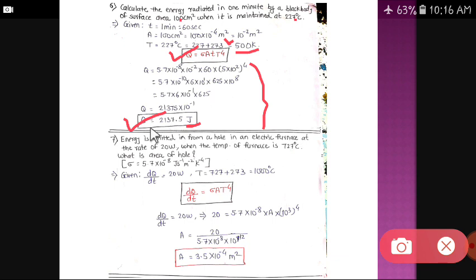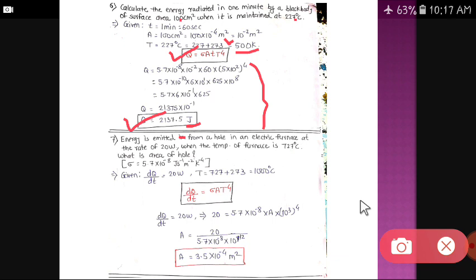Alright, so this is the numerical which we have solved. I hope you all got this numerical. Let's move towards the next one, the 7th. Energy is emitted from a hole in an electric furnace at the rate of 20 watt when the temperature of the furnace is 727 degrees Celsius. What is the area of the hole?